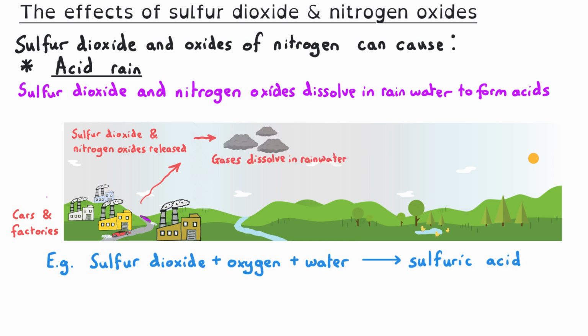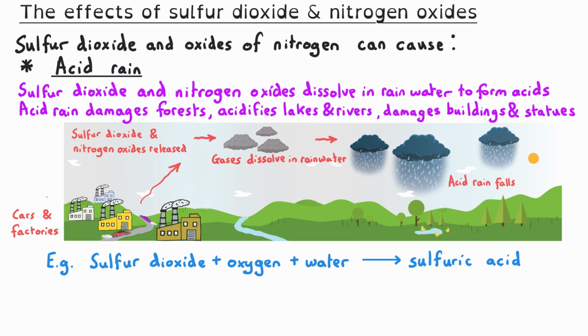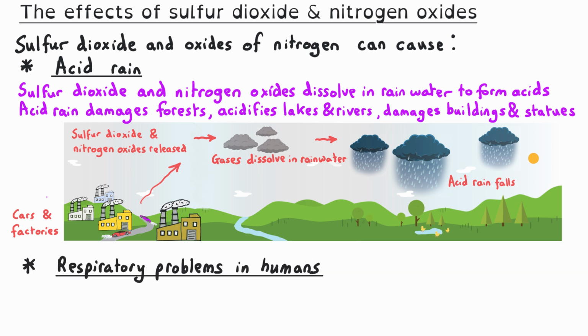For example, sulfur dioxide reacts with water and oxygen to form sulfuric acid, while nitrogen oxides can form nitric acid. This leads to acid rain, which can damage forests, harm aquatic life by acidifying lakes and rivers, and it can even erode buildings and statues made from materials like limestone. But the problems don't stop here.